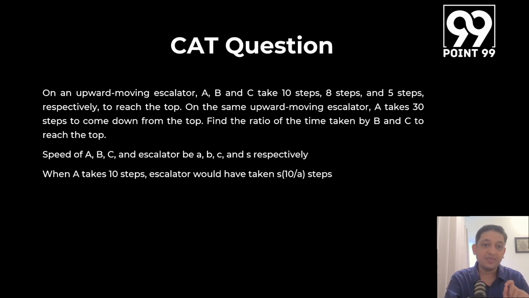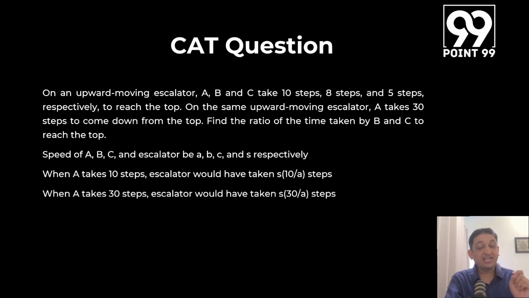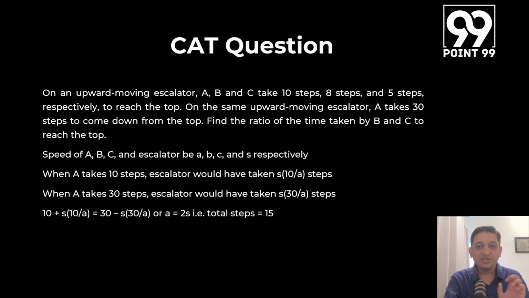ये याद रखना है. In the second case, when A takes 30 steps but now against the escalator, doesn't matter, escalator ने कितना step लिया होगा उतने time में? A will take 30 steps in 30 by A seconds or 30 by A units of time. So escalator would have taken S into 30 by A steps. Now what will happen? We know that in both the cases the distance remains the constant.